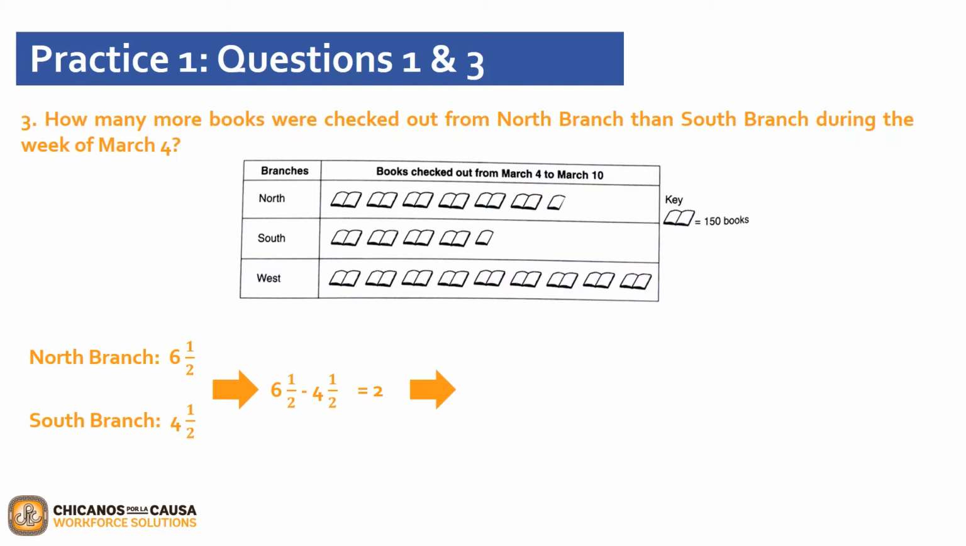Each book image represents 150 books. So like before, we're going to use our subtraction problem, our multiplication problem to multiply our answer of 2 that we received from right here times 150, which is our key. So if we multiply those, that gives us a total of 300 books. So that means that at the north branch, 300 books were checked out, or 300 more books were checked out than at the south branch. Therefore, this is our final answer.